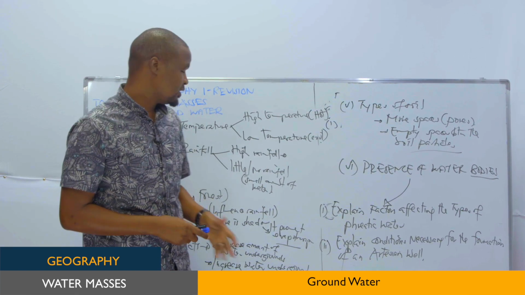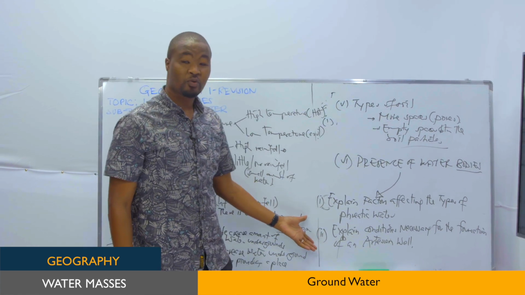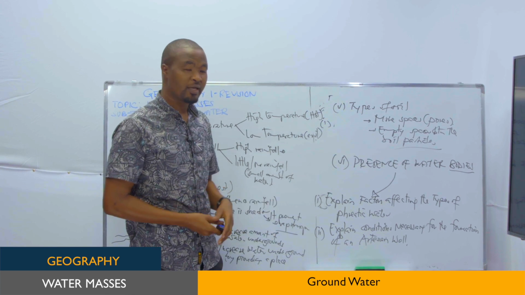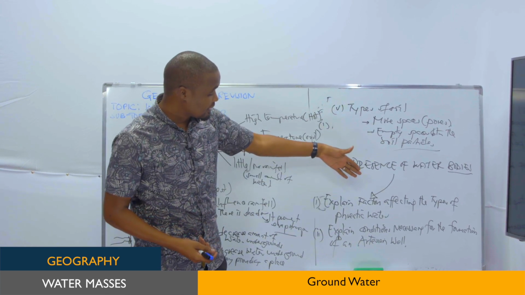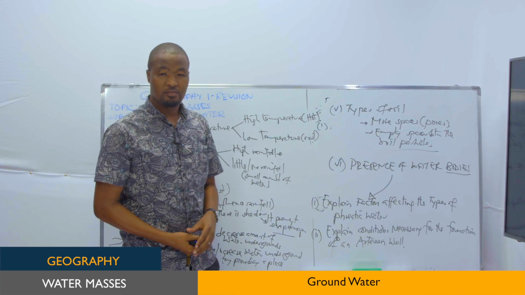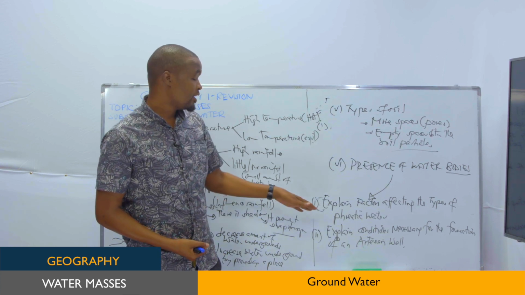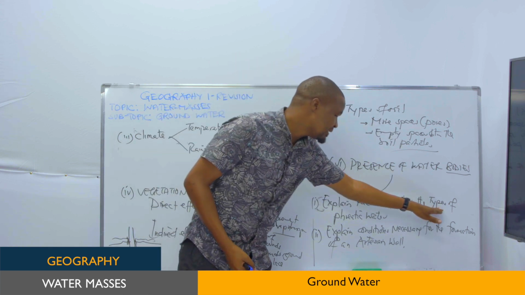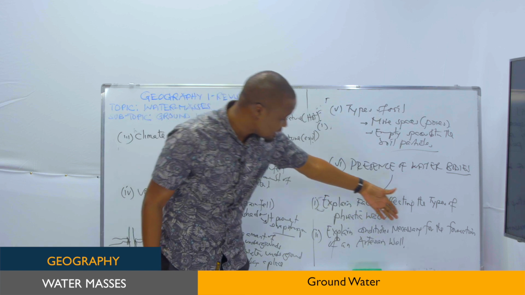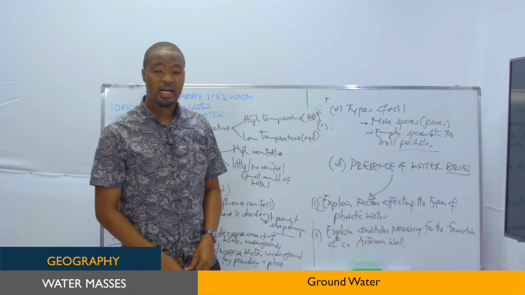Listen to me very carefully. These are very important questions, especially in water masses, relating to underground water. Explain factors affecting the type of fresh water. Fresh water is another name for underground water. So go and explain factors affecting the types of underground water. Thereafter, I need you to explain conditions necessary for the formation of the artesian well.